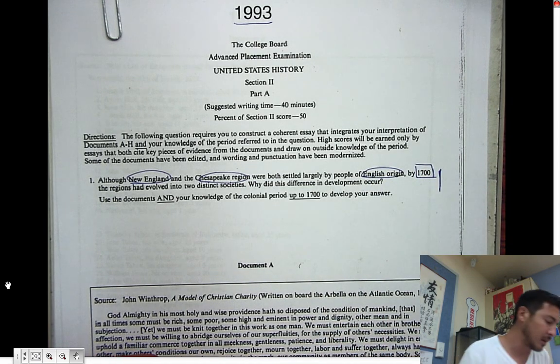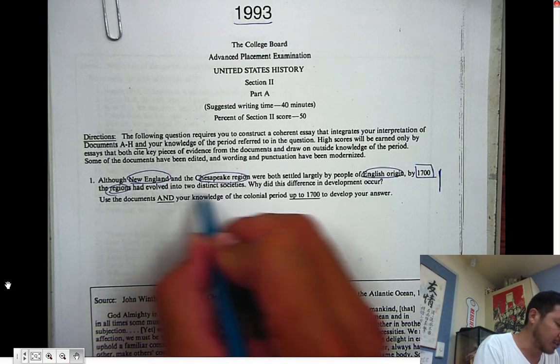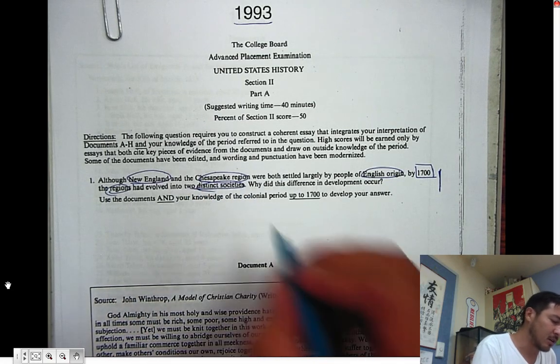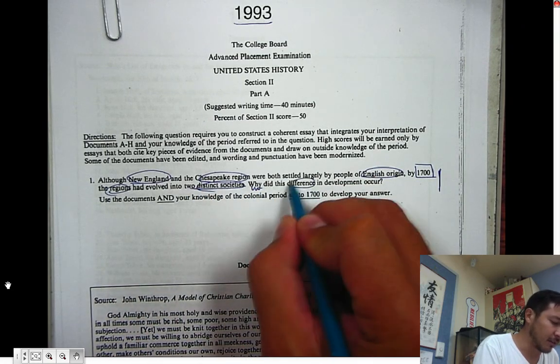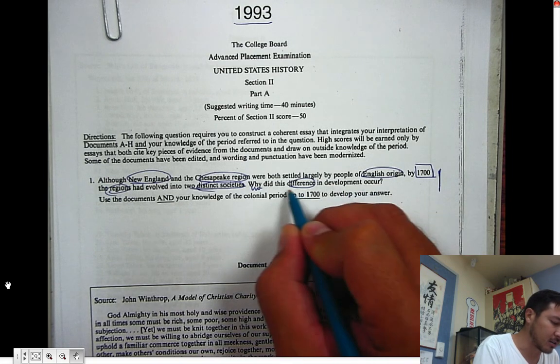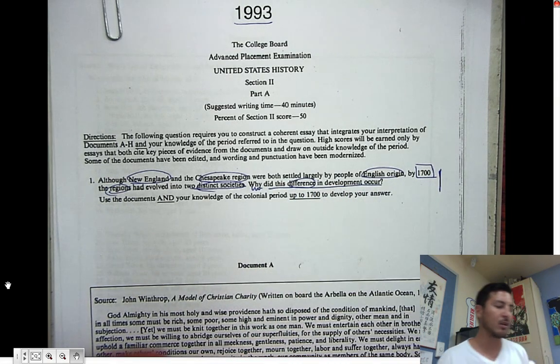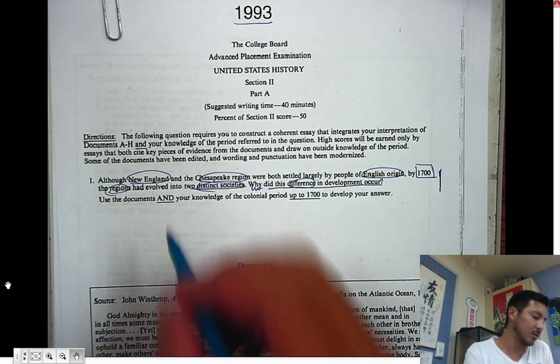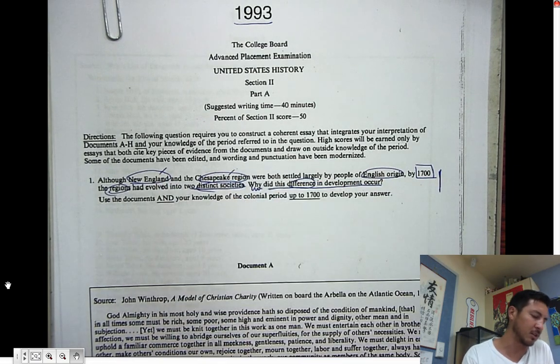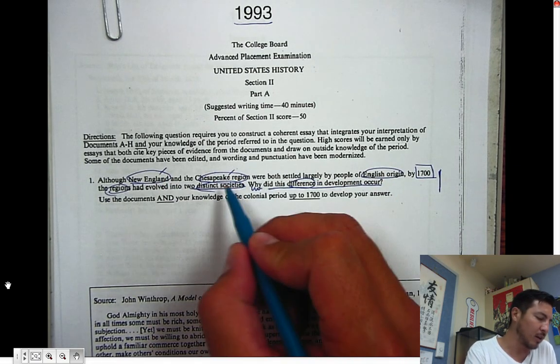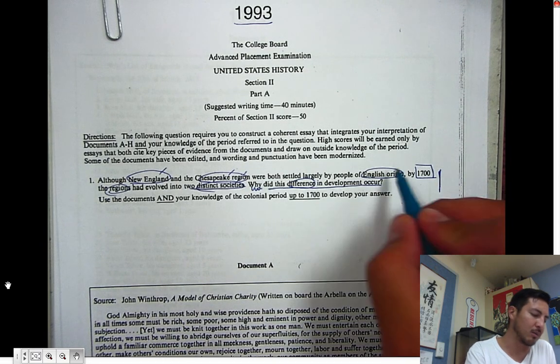I'm going to box it. The regions had evolved into two distinct societies. Why did this difference in development occur? So we are trying to figure out what is the difference between the New England region and the Chesapeake region. What is different about their societies, even though they are both English?